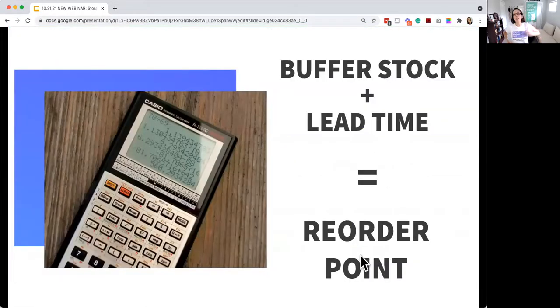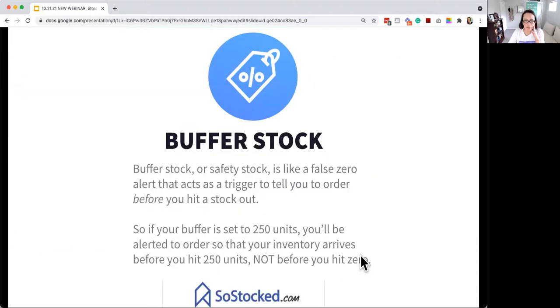All right, so in order to figure out when you actually need to place your order, it's a fairly simple calculation. It involves buffer stock and lead time, and we'll touch on what each of those are. So buffer stock plus lead time equals your reorder point.